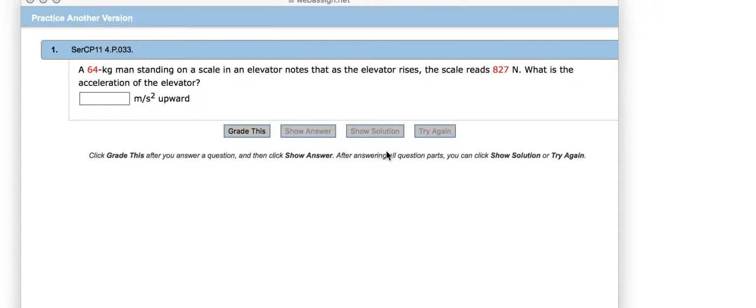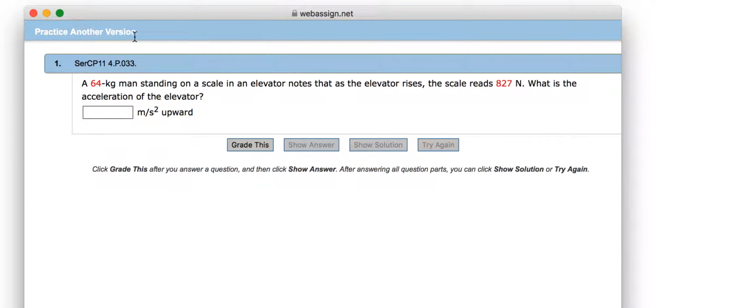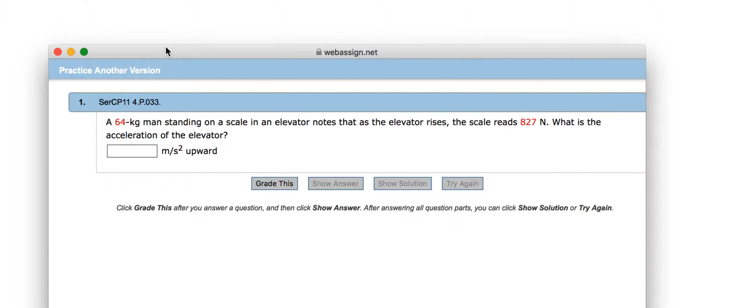A 64 kilogram man standing on a scale in an elevator notes that as the elevator rises, the scale reads 827 newtons. What is the acceleration of the elevator? So we have a 64 kilogram man. So the mass is 64 kilograms.